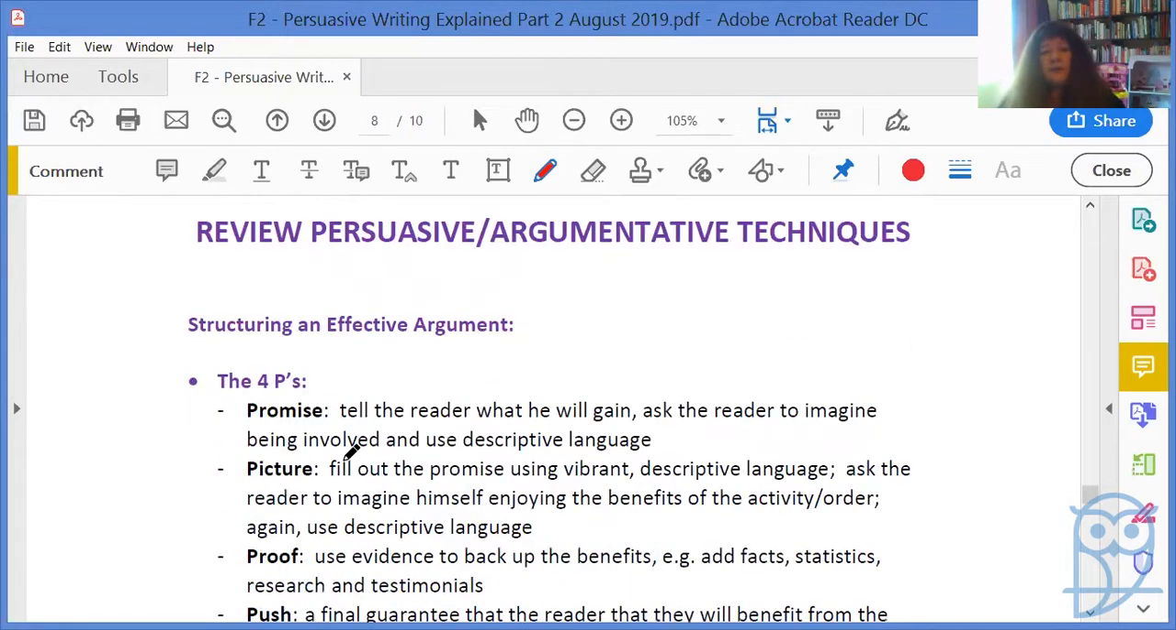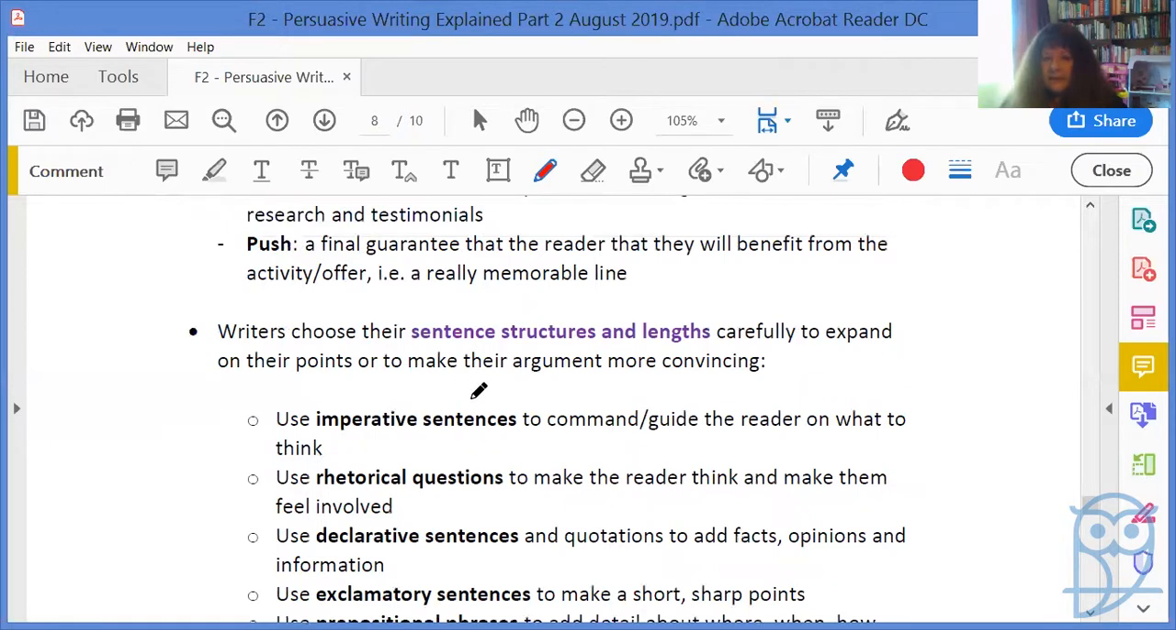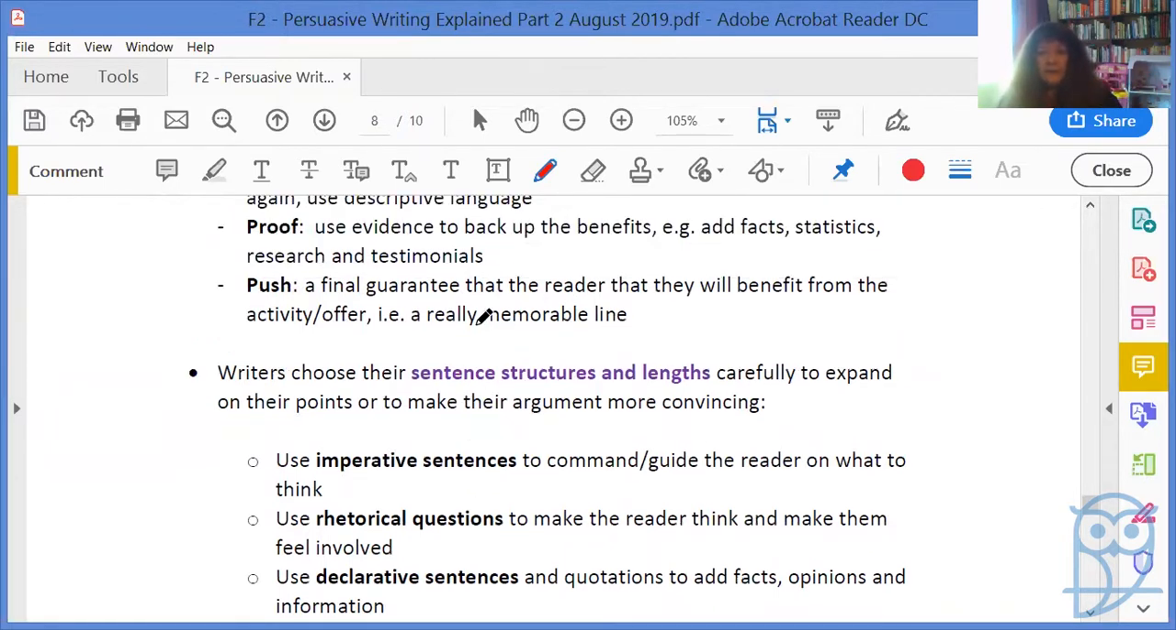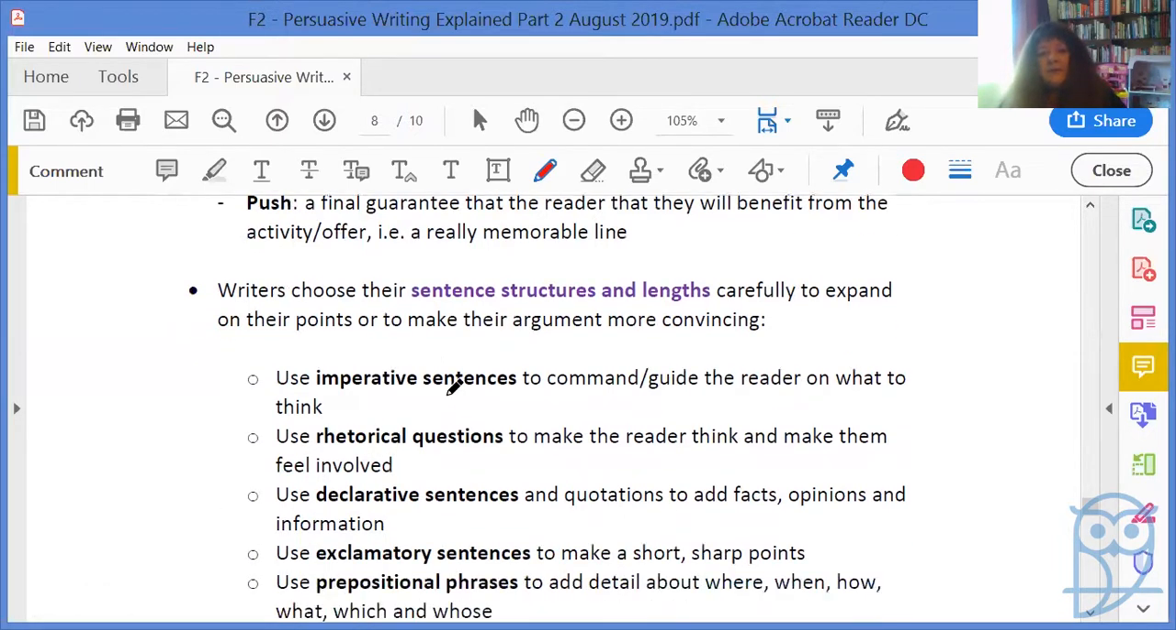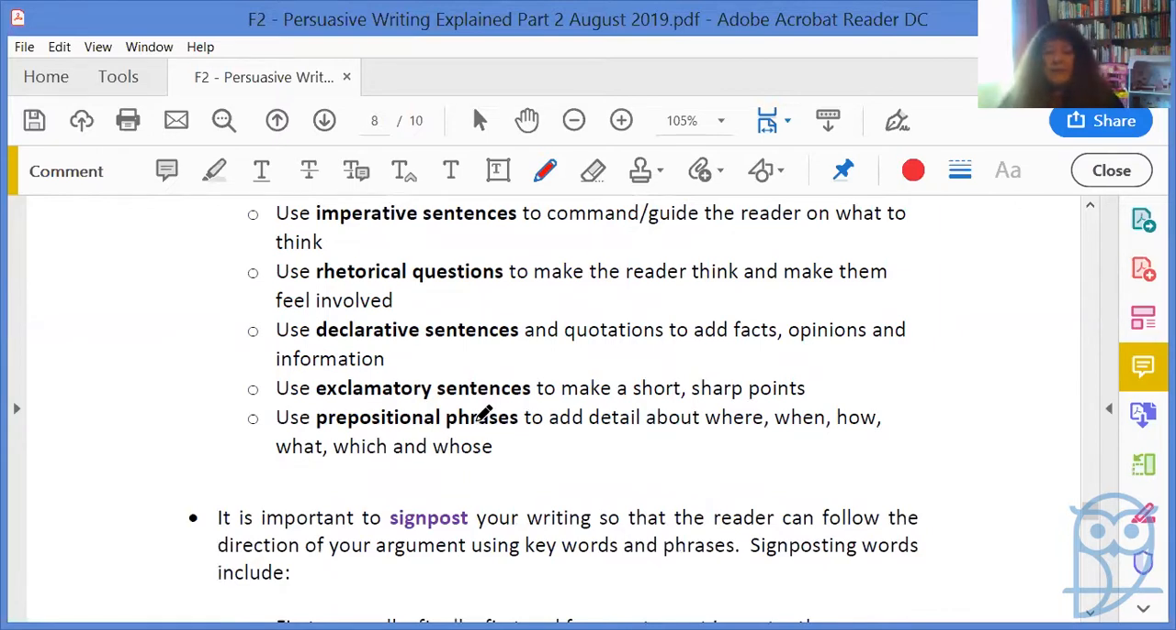Right, have we got a little bit of time? Very little. You've probably read about the 4 P's in your book: promise, picture, proof, and push. Okay, you must use that to have an effective argument. Your sentence structure is also very important. Sorry, I'm going a bit quickly now because we're running out of time. You can use imperative sentences to guide the reader on what to think, rhetorical questions to make them feel involved, add facts or opinions, declarative sentences, exclamatory sentences to make your short, sharp points, ending with an exclamation mark. And of course, you use prepositional phrases to talk about where, when, how, what, which, and whose.